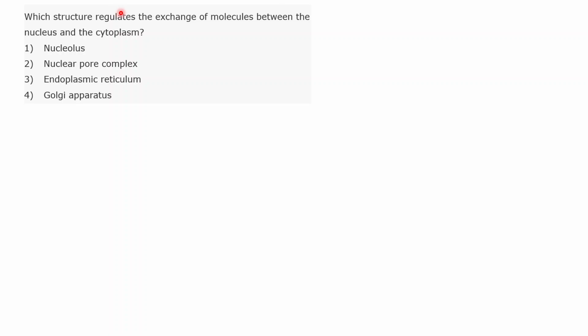Which structure regulates the exchange of molecules between the nucleus and cytoplasm? Nucleolus, nuclear pore complex, endoplasmic reticulum, Golgi apparatus. Which might be the answer? Yeah, I'm getting option number 2, nuclear pore complex, or NPC. Basically the other options are incorrect, as the others are organelles. So the answer to this question, you are right, is nuclear pore complex or NPC.